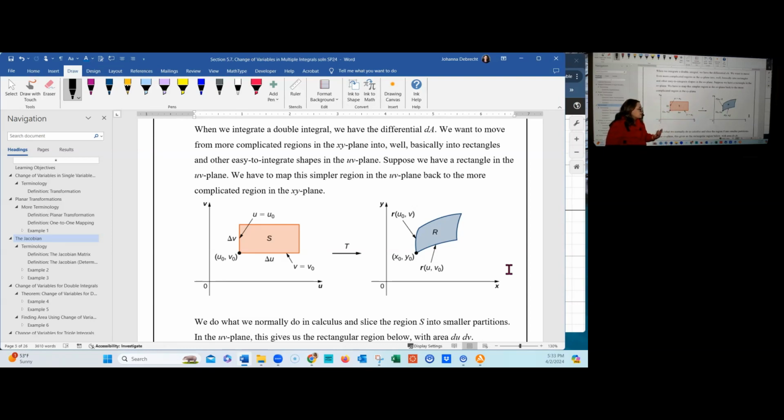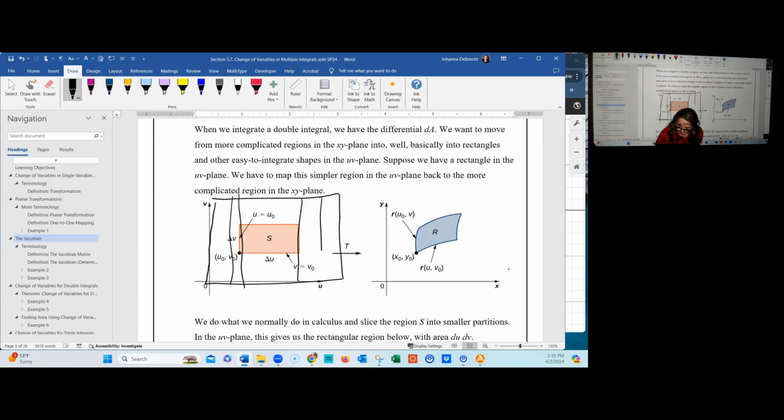So we're going to do what we normally do in calculus, and we're going to cut up our region into little rectangles. So this region right here actually represents one tiny rectangle. So what we may be looking at out here is actually some larger region, and we've divided it like this.